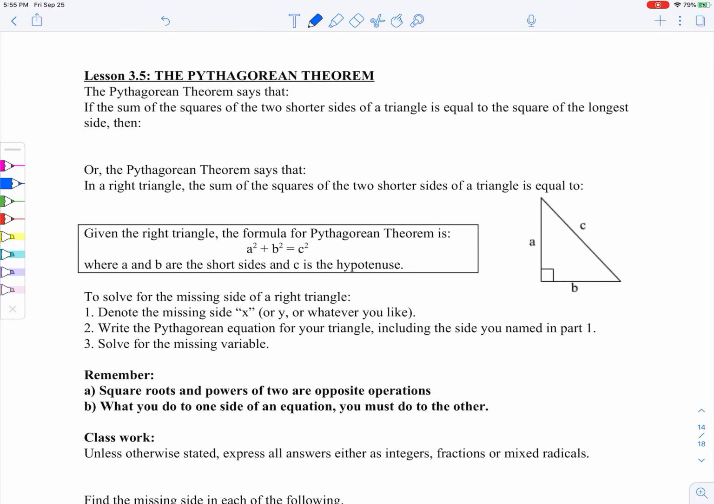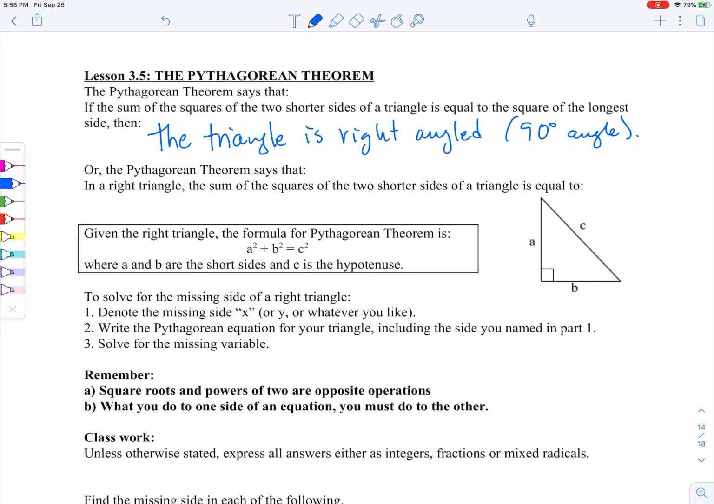Welcome to lesson 3.5 on the Pythagorean theorem. So you know it from before. In words, it says if the sum of the squares of the two shorter sides of a triangle is equal to the square of the longest side, then we must be looking at a right angled triangle. So then we could say the triangle is right angled. And right angled means that it is a 90-degree angle in that triangle.